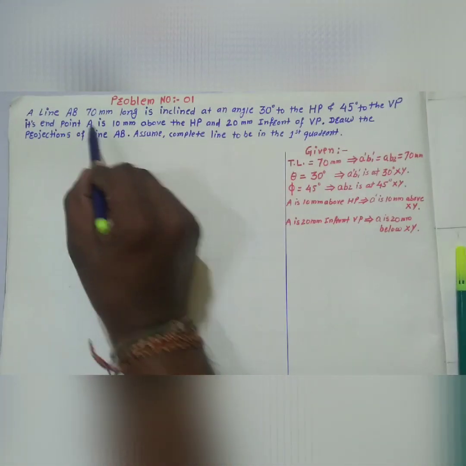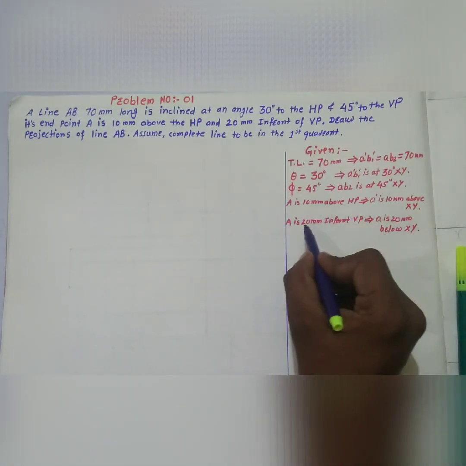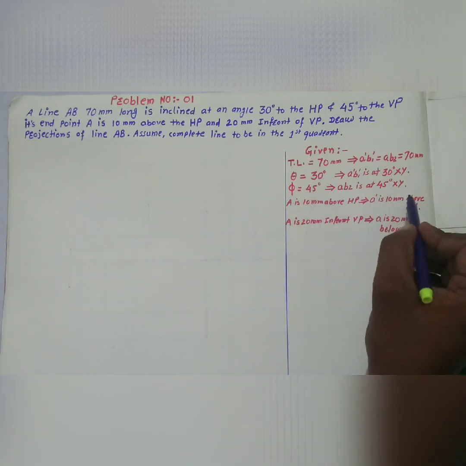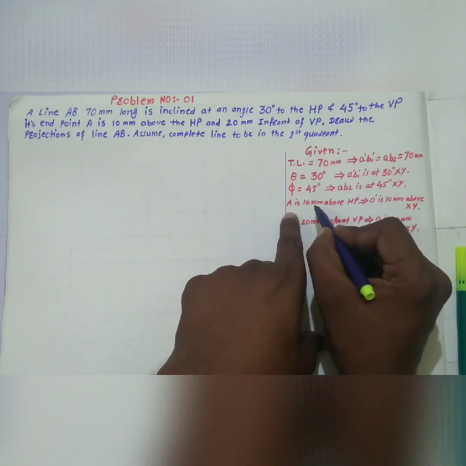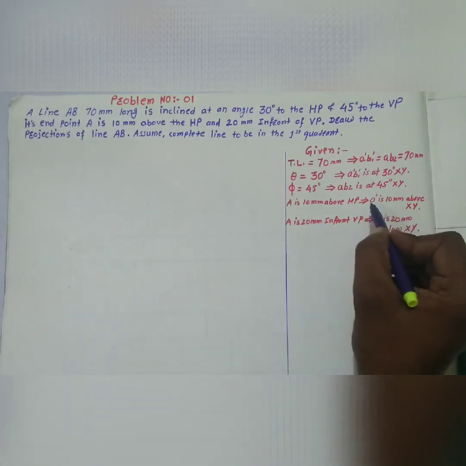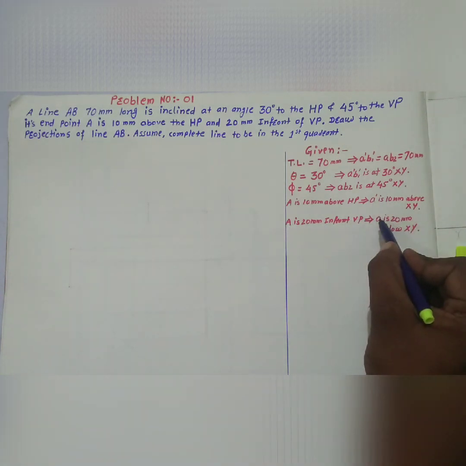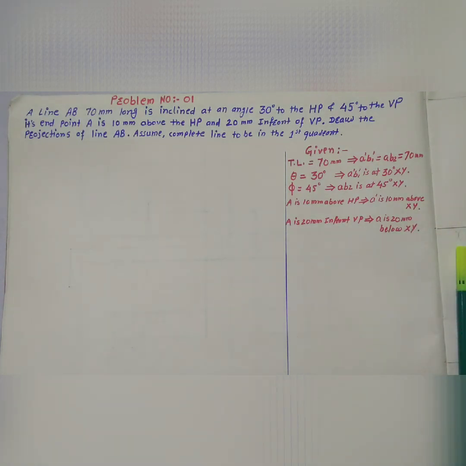Then similarly, the location of point A is given. Point A is 10 mm above the HP and 20 mm in front of the VP. So this 10 mm we have to draw above the XY line. The front view of point A is denoted in the VP by A dash, and the top view of this point A is denoted by small a. So 10 mm we draw above the XY line and 20 mm below the XY line. So we start with our problem.